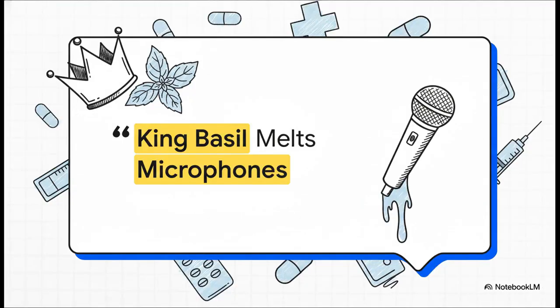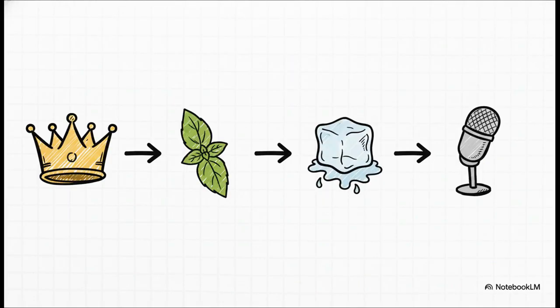And here it is. This is going to be your new best friend for dosage math: King Basil Melts Microphones. That's it. It's simple, it's kind of silly, and it has every single unit you need in the right order. Say it a few times: King Basil Melts Microphones. It's easy to remember, right? So let's just break it down real quick. King stands for kilo, Basil is for our base units, so that's our grams and liters, Melts is for milli, and Microphones is for micro. Kilo, base, milli, micro. That's the whole system, the only 4 you really need to worry about.